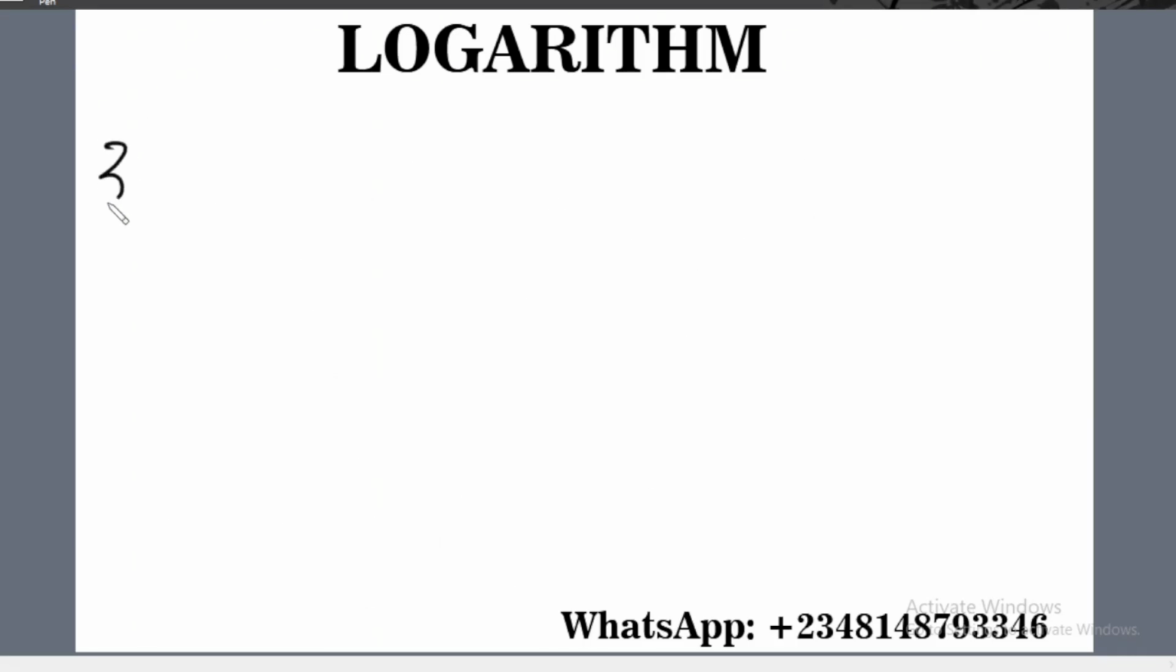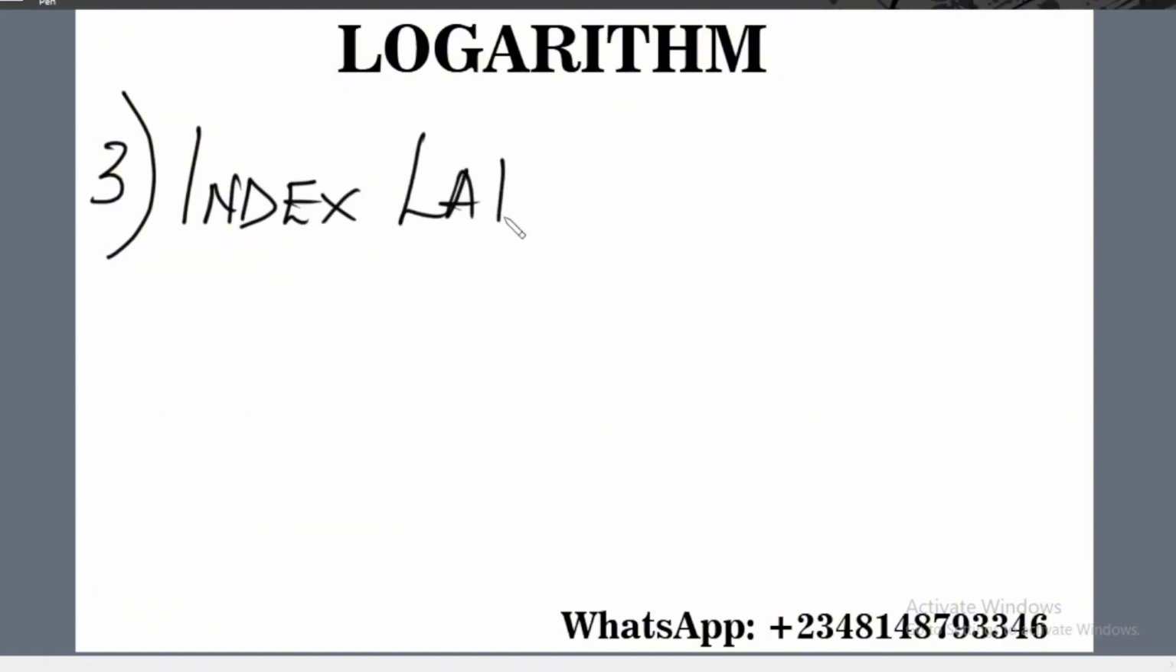So the next law is called the index law. In this law, the logarithm of a number with a rational exponent is equal to the exponent times its logarithm.